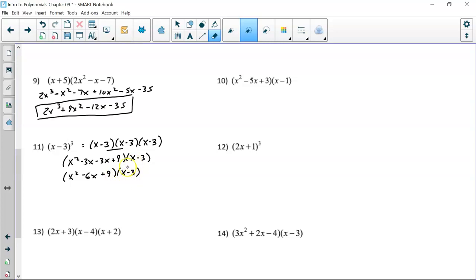And now we're going to distribute the x and the negative 3. It doesn't matter that it's on the other side. x times x squared is x cubed. x times negative 6x is negative 6x squared plus 9x. Distribute the negative 3: x squared. Negative 3 times negative 6x is plus 18x. Negative 3 times 9 is negative 27. So you combine, you get x cubed minus 9x squared plus 27x minus 27.